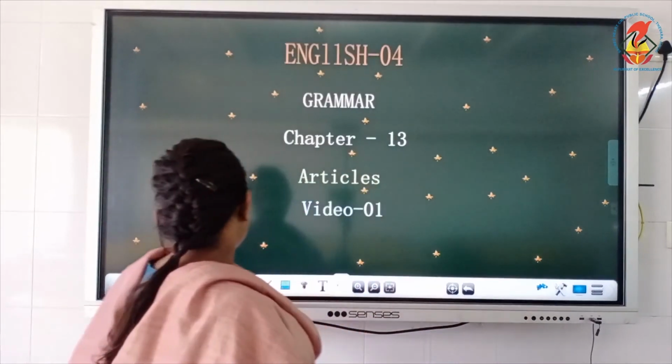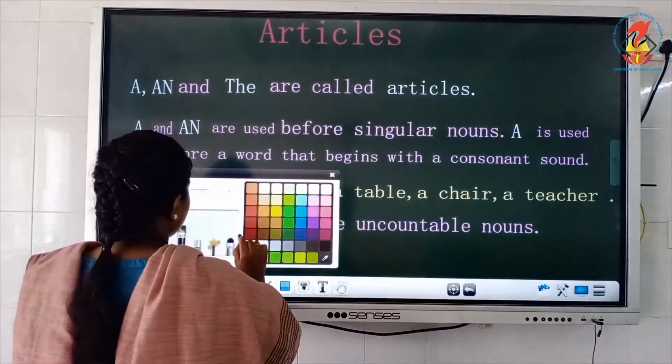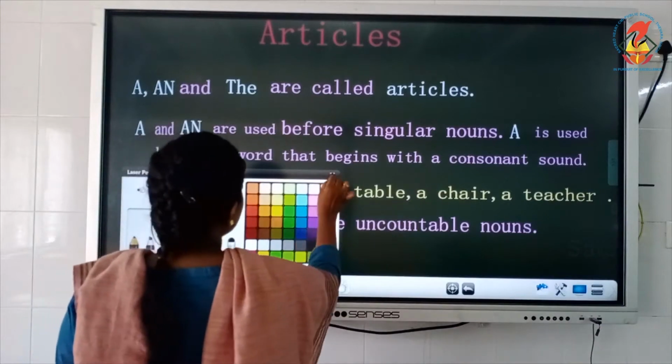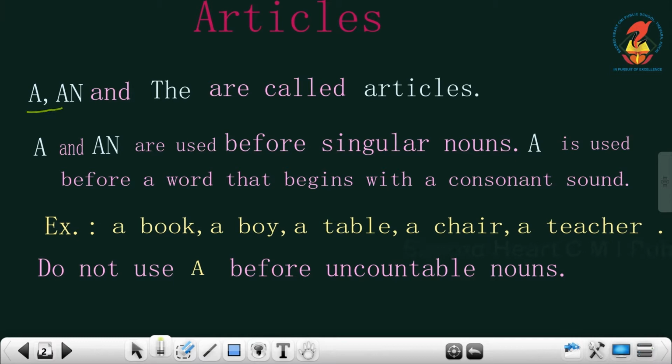Yes. So we will see into the chapter. A, an and the are called articles. So which are the three articles? A, an and the. A and an are used before singular nouns. Where is it used? A and an are used before singular nouns.